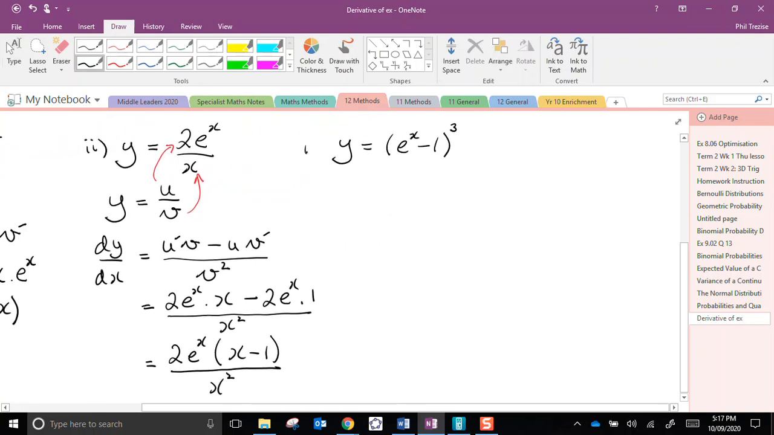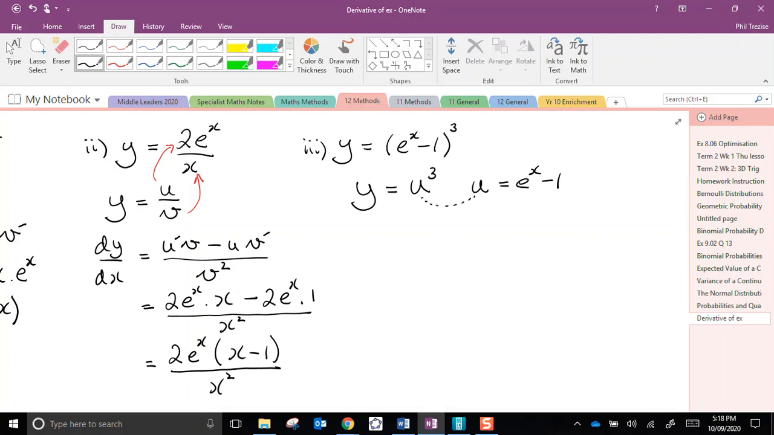The third one, this is a function embedded inside a function. So e to the x minus 1, I will represent that by a pronumeral u, which is cubed. So it's effectively y equals u cubed. U, my dummy variable, represents e to the x take 1. Remember, the dummy variable u is the link in the chain that links these two formulas together to equal what we started with.